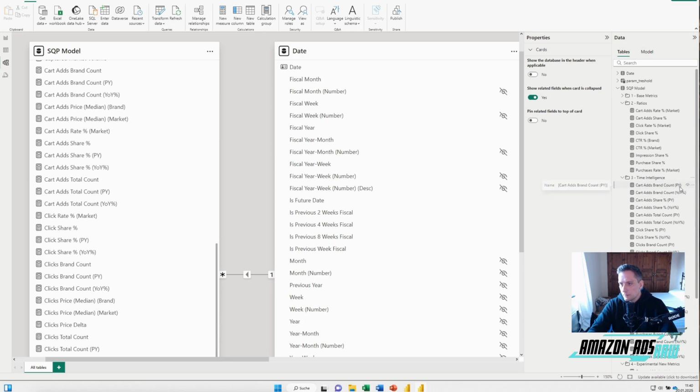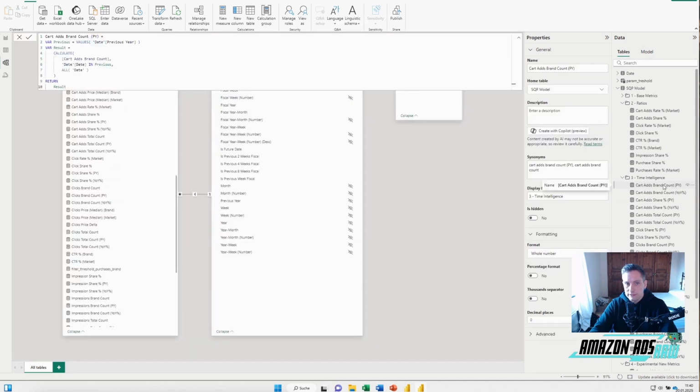So I'll do metrics on previous year and year over year. Let's just take cart ads here as an example, brand count. I have this for this year, and I have it for last year. So I do previous year, and I do year over year change, delta. The calculation is rather simple: just take cart ads last year and divide it.